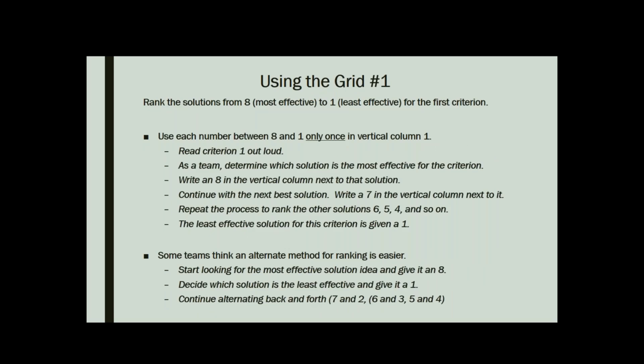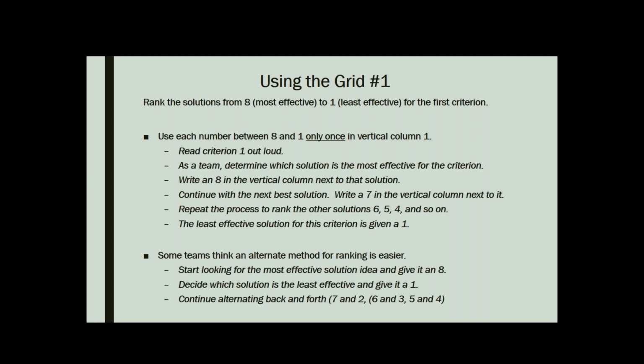Okay, to use the grid, we have 8 solutions. So the solution that is the most effective is going to get 8. The solution that is the least effective for each of the criteria will get a 1. The students can only use the numbers 1 through 8 once in vertical column 1. They can't have 2 7s or 3 4s. It's 1 each. So first of all, the criterion should be read out loud, and then as a team, they should determine which of those solutions is the most effective.